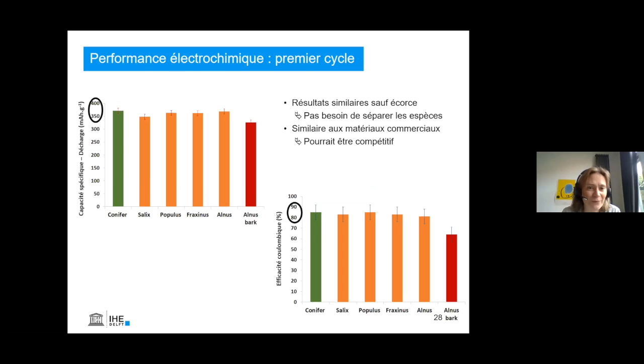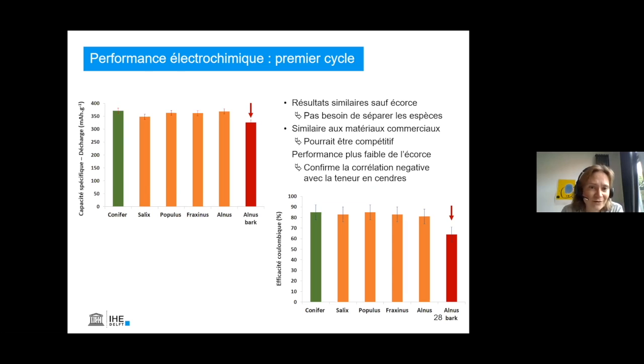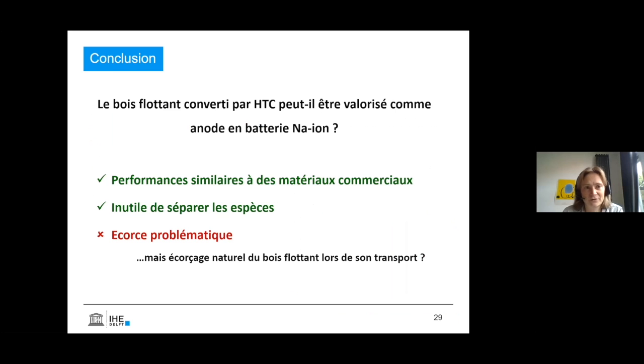And also very interesting in terms of comparison with commercial materials. Here I've circled in black the typical performances of commercial materials, and you can see that Instream wood has very similar performances. Therefore, this is material that can be very competitive with commercial hard carbon. So to come back to the particular case of bark, what we confirm here is that there is a negative correlation with ash content, which is what we already saw in previous studies.